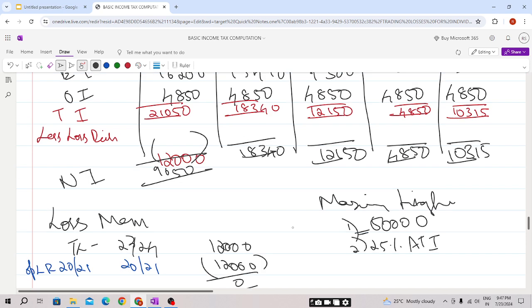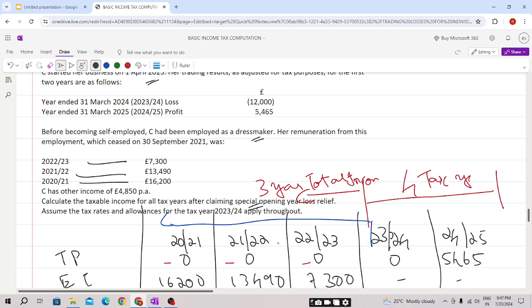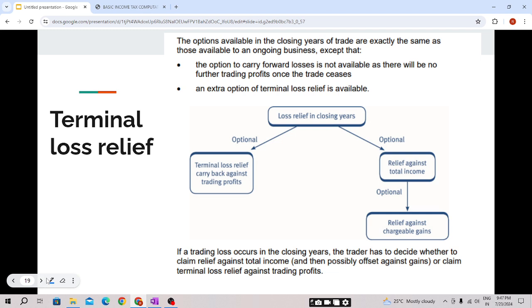The opening relief is clear. The opening year loss relief is the extra relief we get if we incur a loss in the first 4 tax years of the trading. That is, if we start a trade and incur a loss in the first 4 tax years, we have an additional relief of opening year tax relief. And here also, students, no partial claim is allowed.